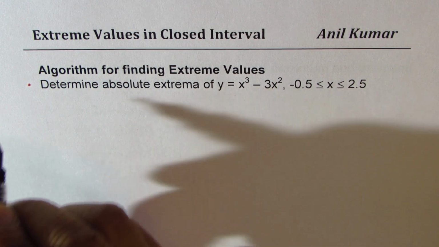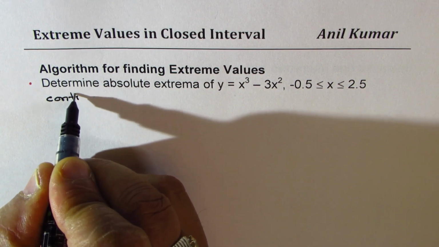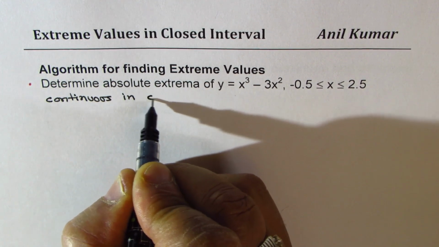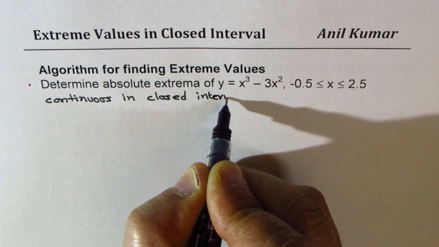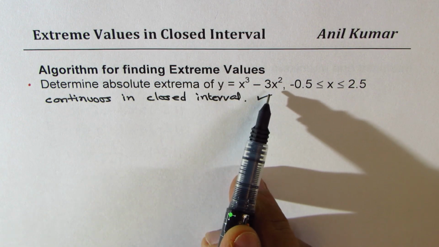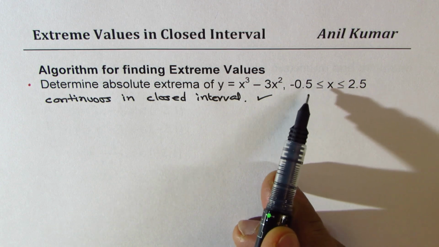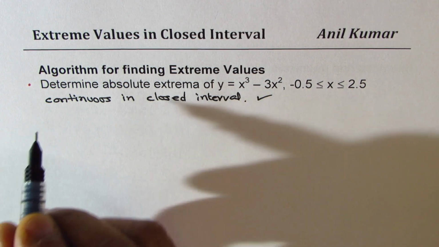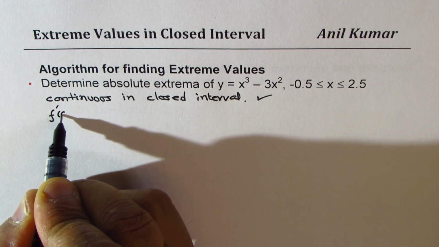Now the steps involved are, first you should check that it is a continuous function in closed interval. Which it is. Cubic function is a polynomial and the interval includes both the endpoints. That means it is a closed interval. The second step is to find the derivative of the function. So we'll find critical points.